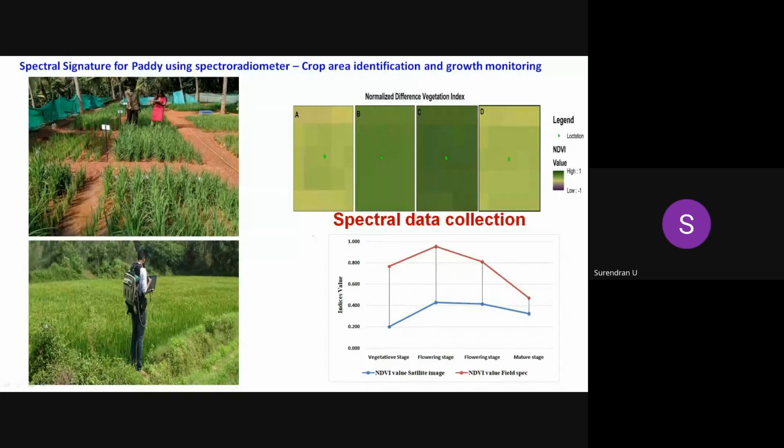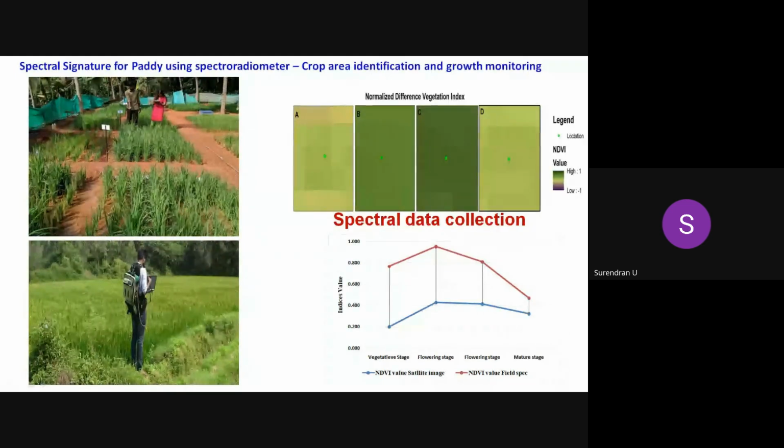Then coming to the field forecast, what we did is we have taken the spectral signatures from the remote sensing images as well as from the field data using a spectroradiometer. This is one of the samples, the spectroradiometer which we are using. So you can see from this image, this is the remote sensing image. Actually, 1 pixel I am showing.